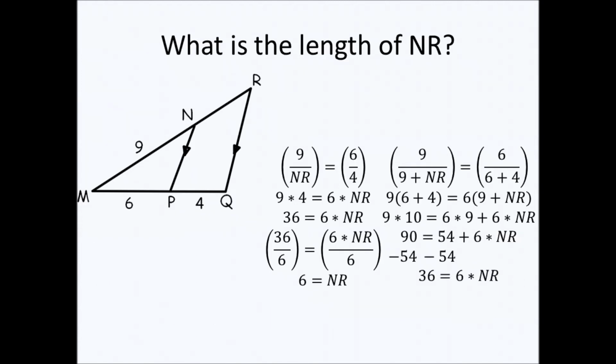90 minus 54 equals 36. 36 equals 6 times NR. The next step is to divide both sides by 6. 36 divided by 6 is equal to 6 times NR divided by 6. 36 divided by 6 is equal to 6. And 6 times NR divided by 6 is equal to NR. Therefore, 6 equals NR.